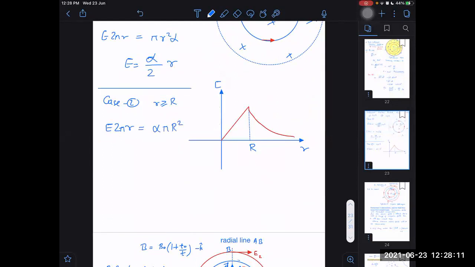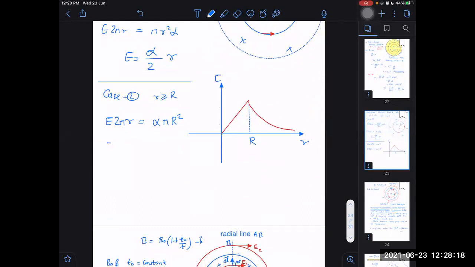Why capital R square only? Because beyond that there is no magnetic field. The flux can be changing only in that radius capital R, because beyond that there is no flux. So while I'm writing the flux, I'm writing only up to capital R radius. After that there is no magnetic flux. Flux is just B into pi R square.